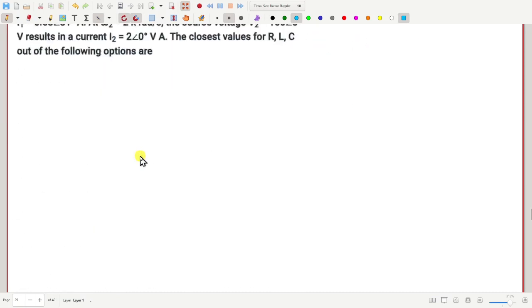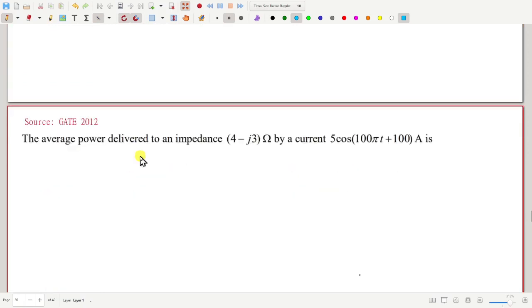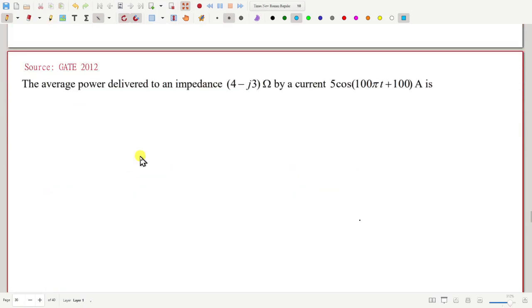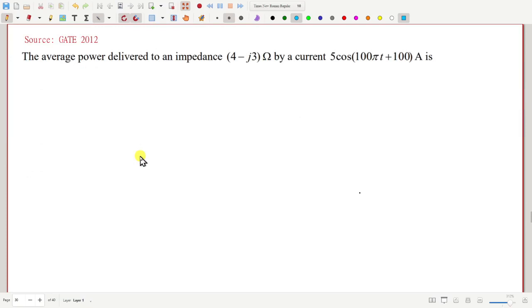This question we will solve later after we study resonance. Let us take some question related to power. Find the average power delivered to an impedance 4 minus j3 by the current 5 cos(100 pi t plus 100).